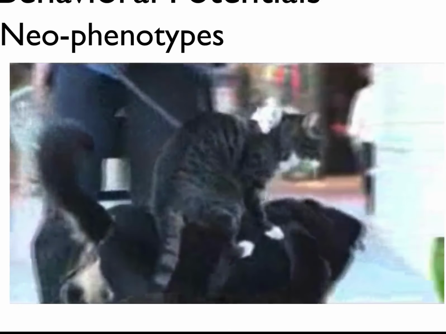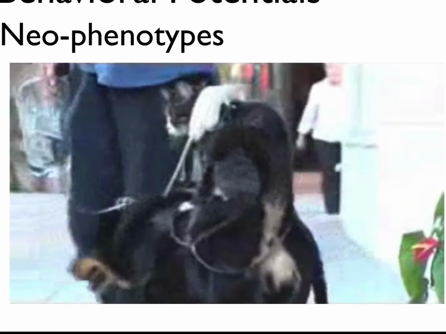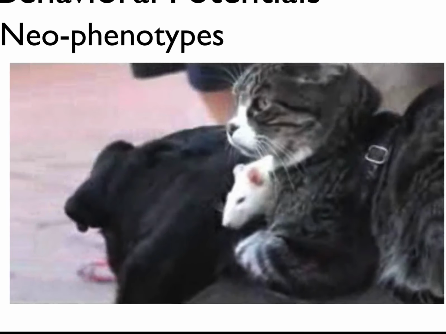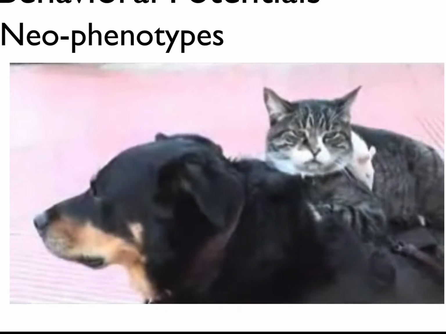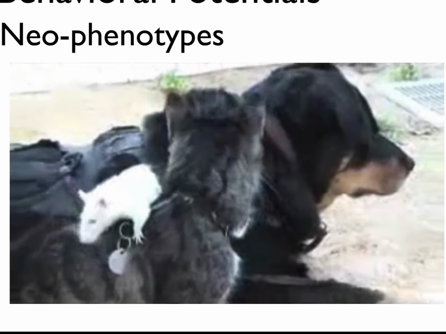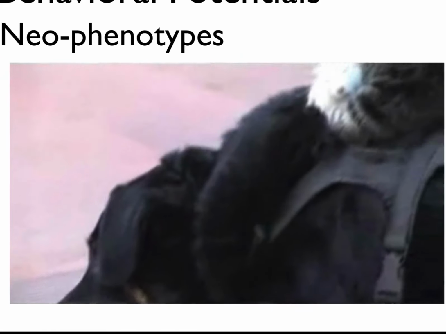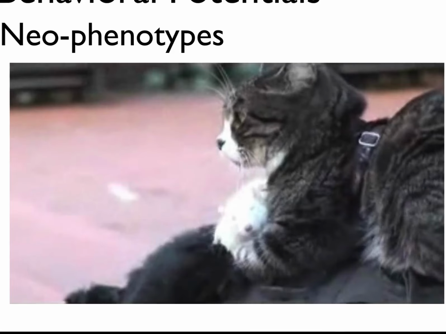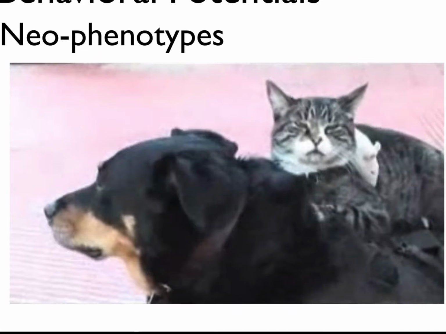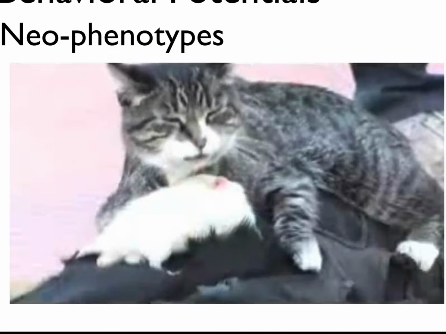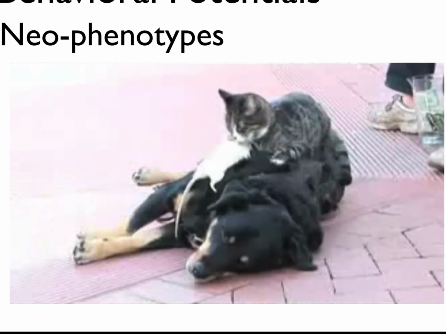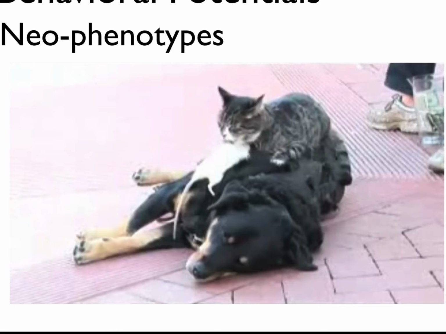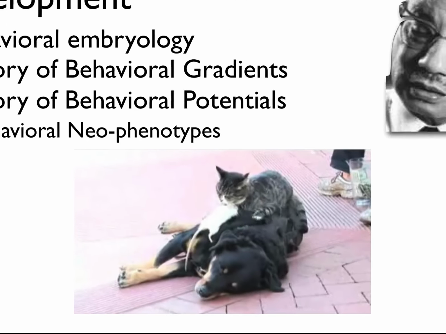Here are some videos that I found. Now, this obviously is not from Kuo, but again, it shows you that yes, things that typically would not occur can occur if the developmental history of the organism is such that you can actually have these things happen. Behavioral neophenotypes, atypical behaviors. And the cat is even grooming the rat. Like, oh my gosh, the dog doesn't know what's going on. The dog is just dumbfounded by this whole thing.